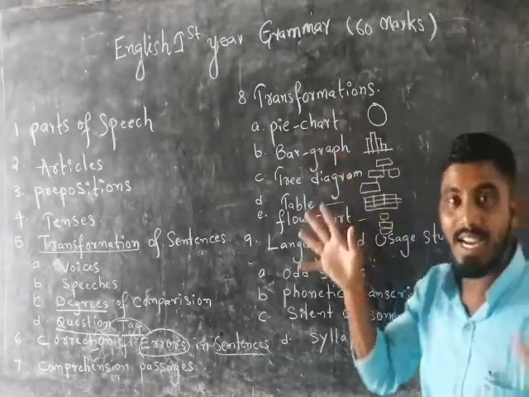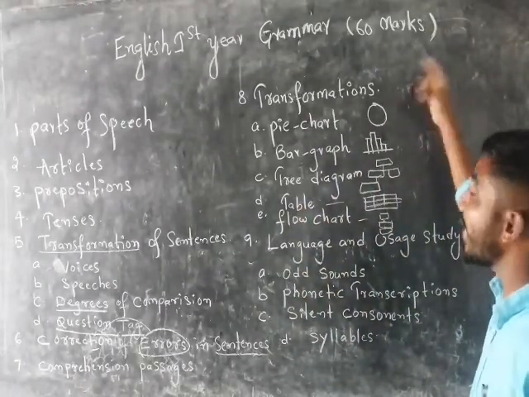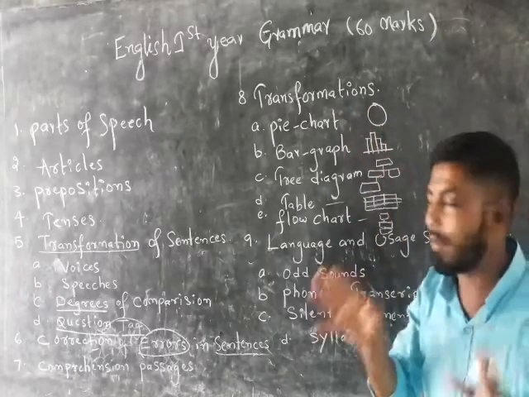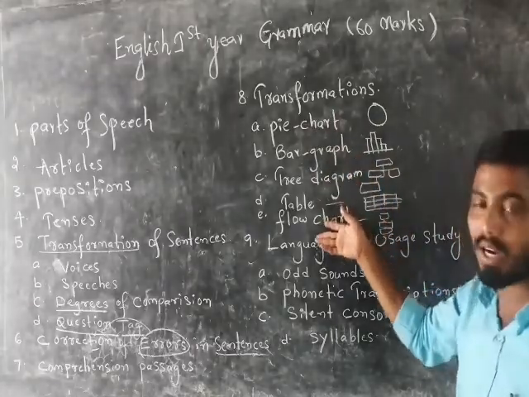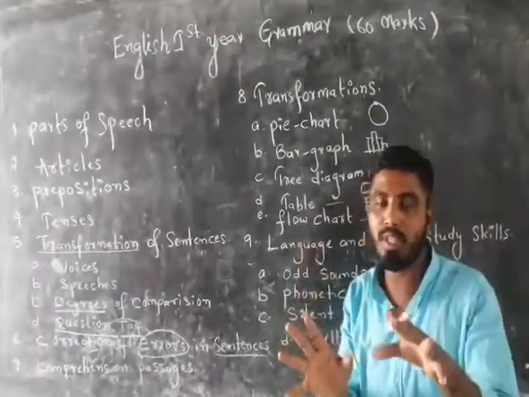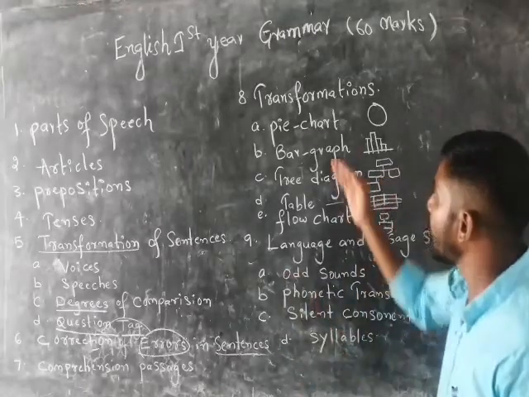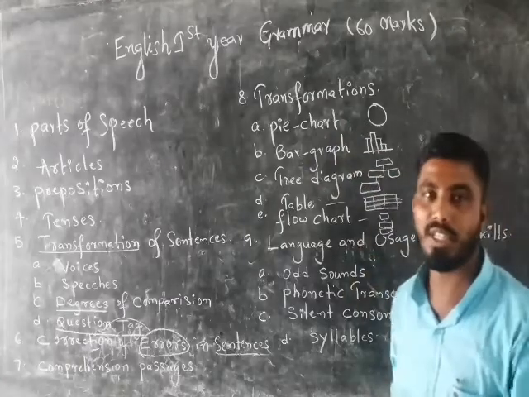The pie chart presented the entire information. We need to transform it into a paragraph. That's why it is called transformations. They presented some information as a pie chart, bar graph, tree diagram, table, flow chart, whatever it is. They presented the entire information. We have to transform that entire information from charts, graphs, bars to a passage.